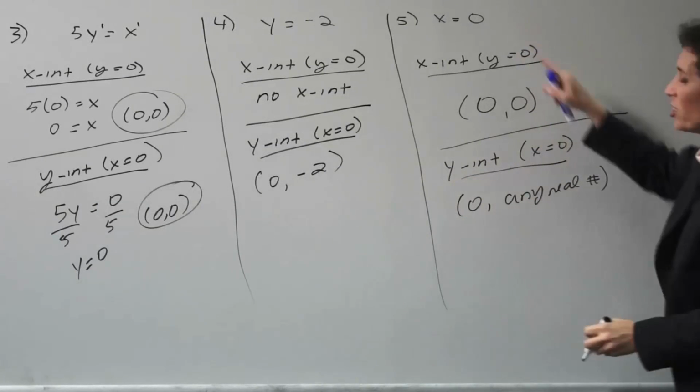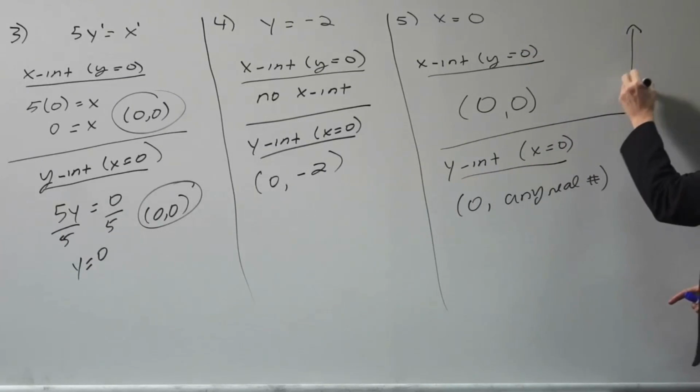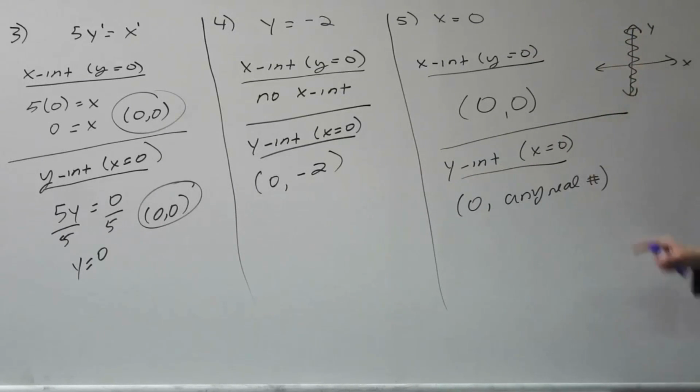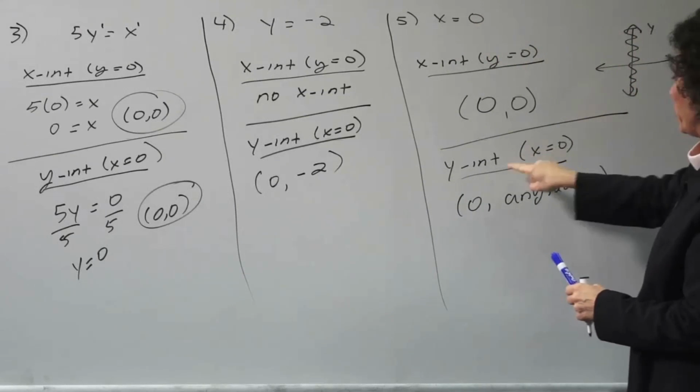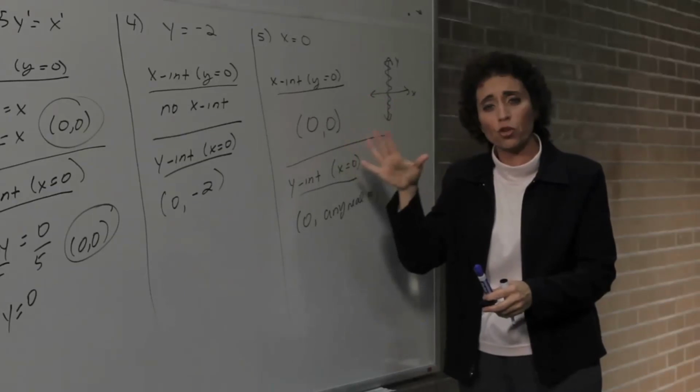So we have infinitely many y-intercepts, because x equals 0 is actually the y-axis. X equals 0 is actually the y-axis. So it has infinitely many y-intercepts, because that whole line is x equals 0, and every point on that line is a y-intercept.